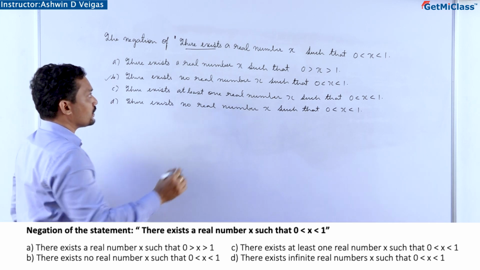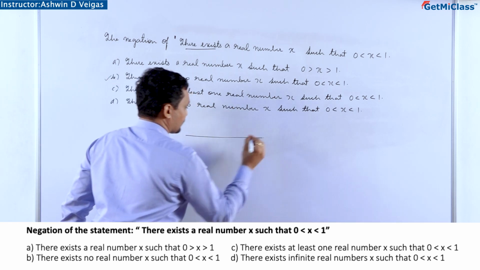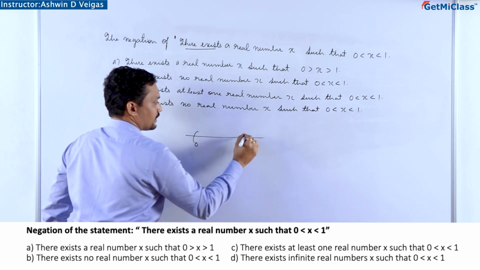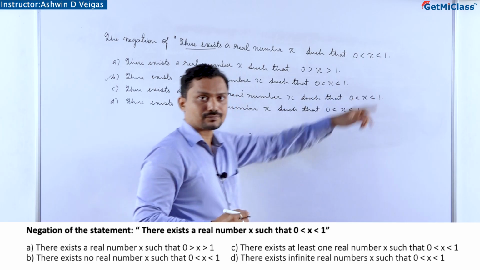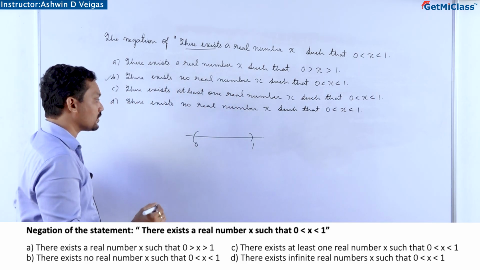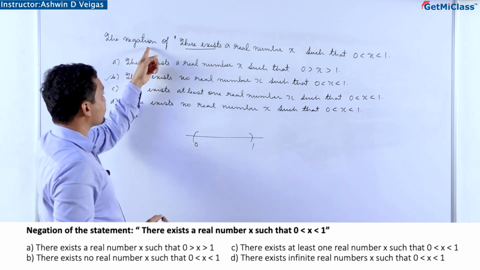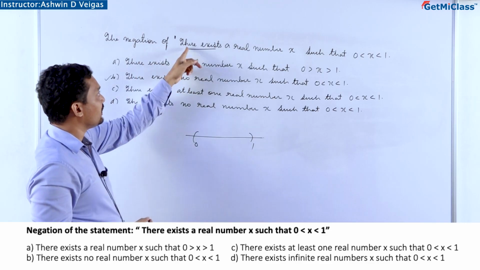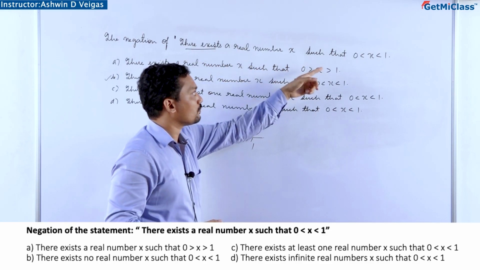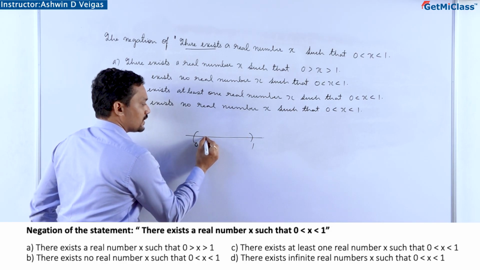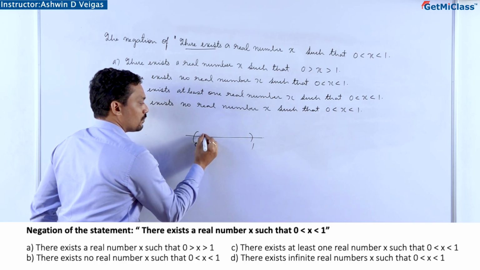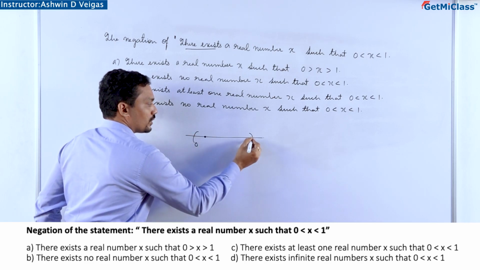Now see this, let us try to understand this. So, this is 0, let us say this is 1. Now, they have given open interval 0 to 1. So, let us go to the little description of this. The statement here is saying there exists a real number between 0 and 1. There can exist any number. So, let us say there is a number between 0 and 1.